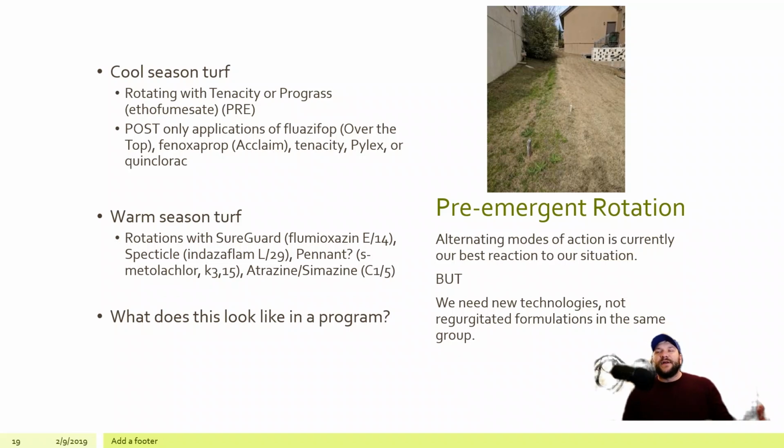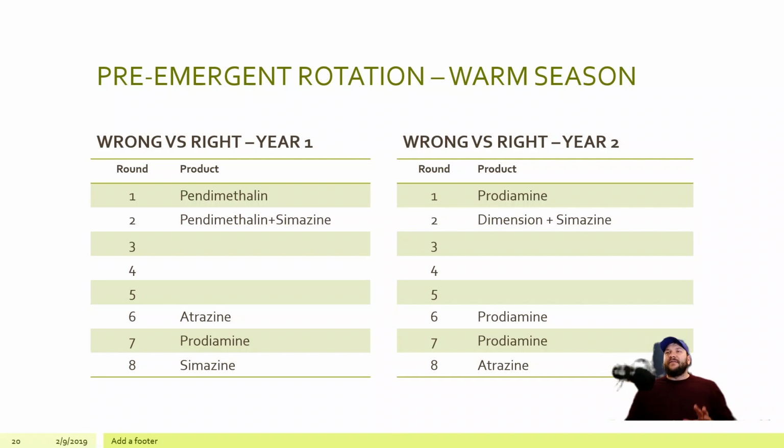So let's see what it looks like in a program. Okay, here we go. I love this example right here because this looked really identical to what I did when I worked for corporate companies. So we see first round 1 and 2, pendimethalin, followed by pendimethalin and simazine. And then we start moving into the fall. We shut that Bermuda grass down with atrazine. In fact, I think I even ran something similar to this when I was in Georgia. Round 6, run atrazine, 7, prodiamine, 8, simazine.